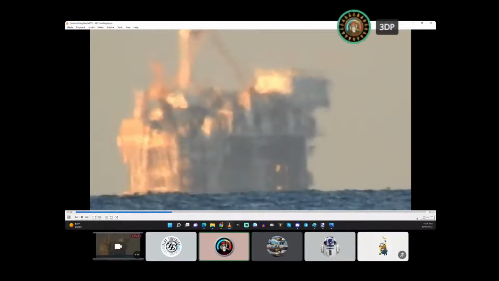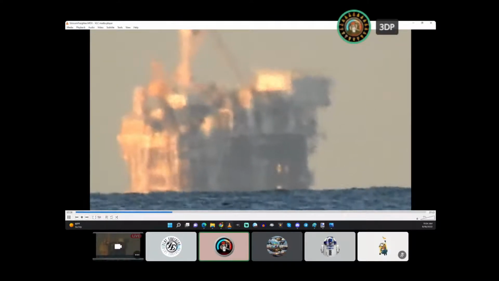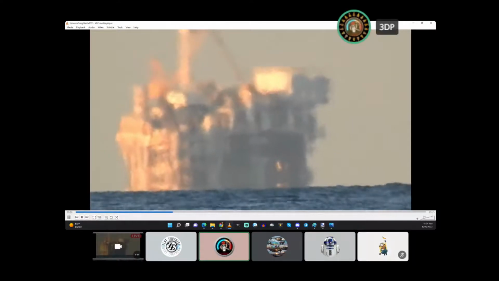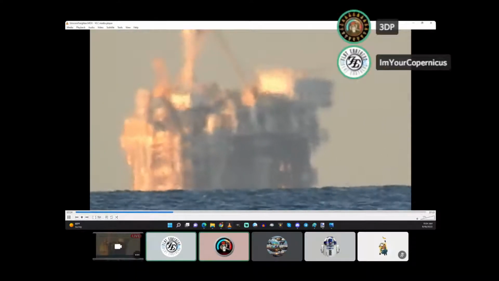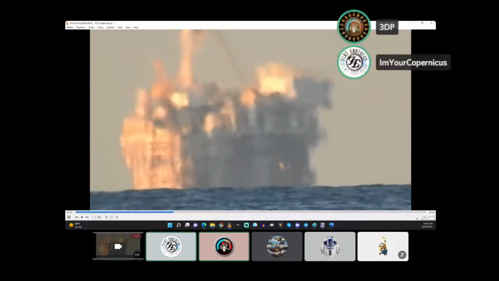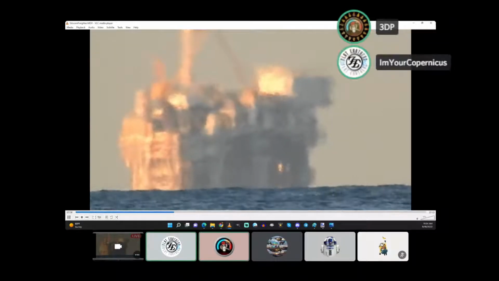Could it be the sun reflecting off the water as it goes further out behind the platform? I wouldn't have. I don't know. I don't know that I would say that.